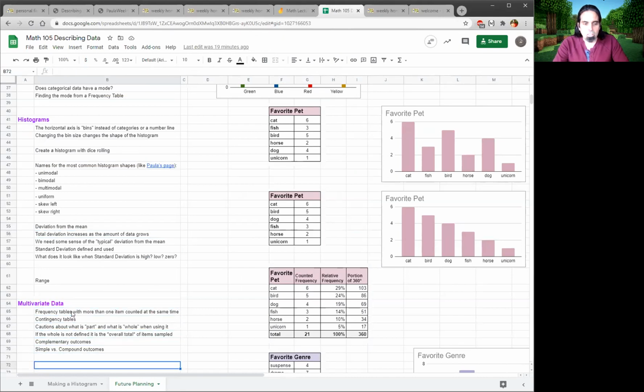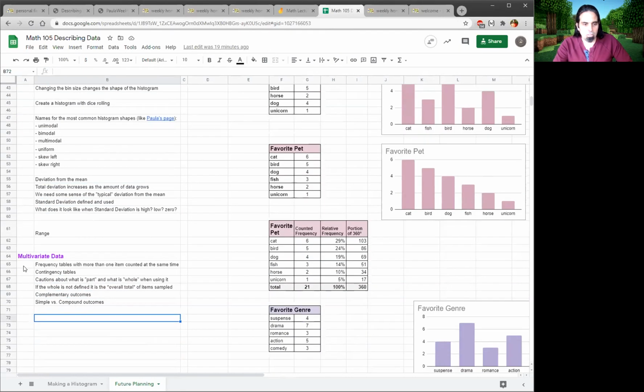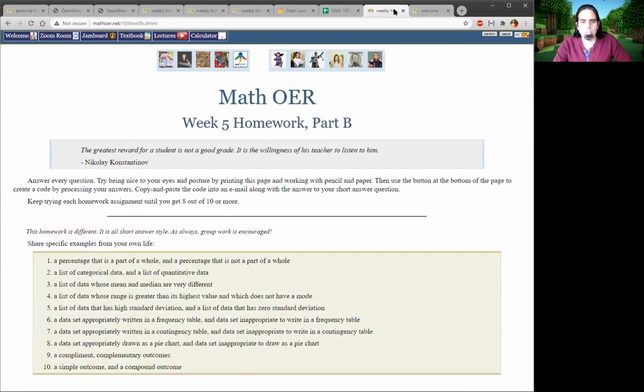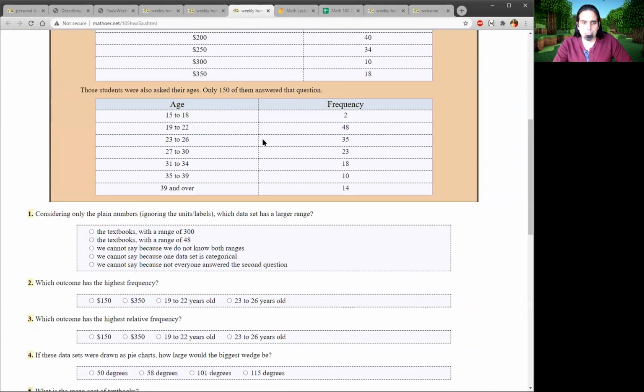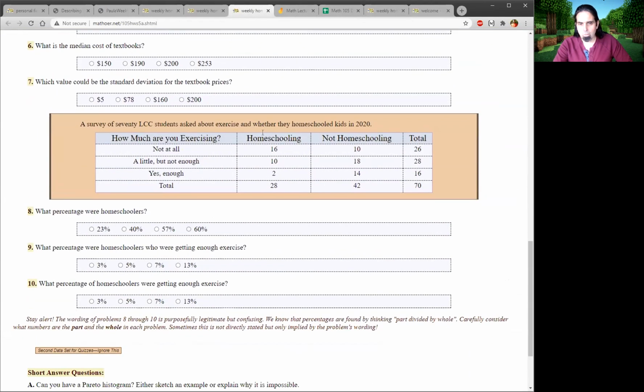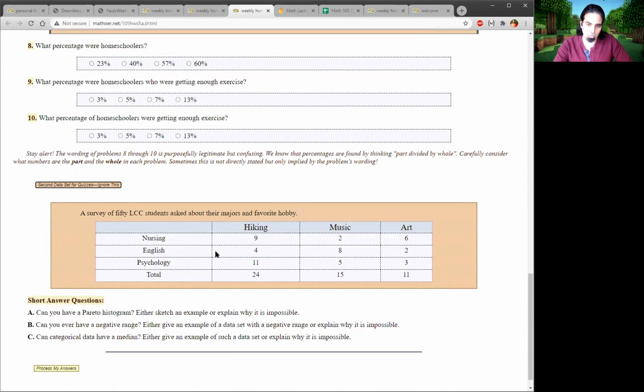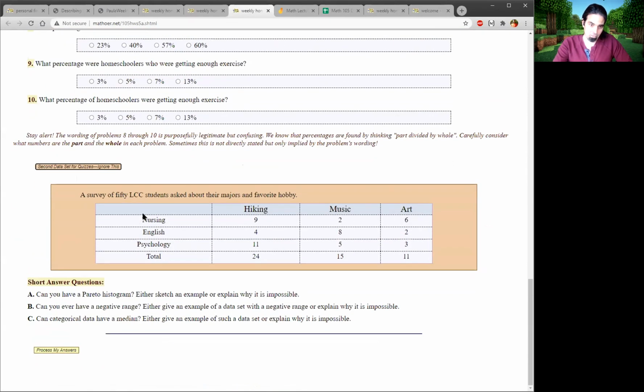Then something that was mixed in too much, I think we should keep it separate, is this idea of the multivariate data. What we did with the homework here, where we're mixing two different questions. There's two different variables, thus multivariate. Are we homeschooling or not? And how much are you exercising? Or as another example, what's your favorite hobby? And what is your major? So you can make charts like that. Right? Here's a frequency table.